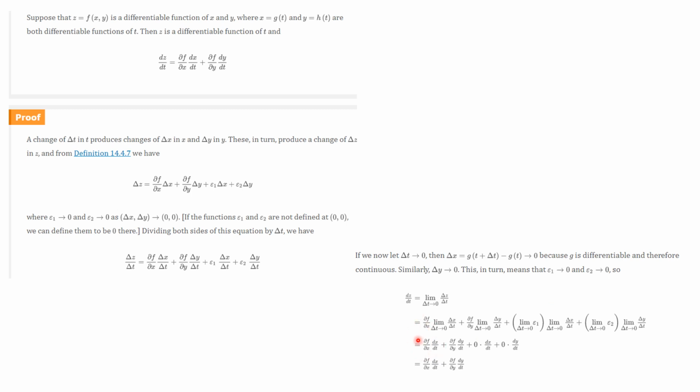So when we take that limit, then we can take the limit of delta t, and this is a constant with respect to delta t, as this one is, and we're taking the limit as delta t goes to 0. These are going to 0. And so what we find is that this in the limit then is going to be what we were trying to prove. So dz dt, the normal derivative, is equal to the partial of f with respect to x times dx dt, plus the partial of f with respect to y times dy dt. And there's the proof.